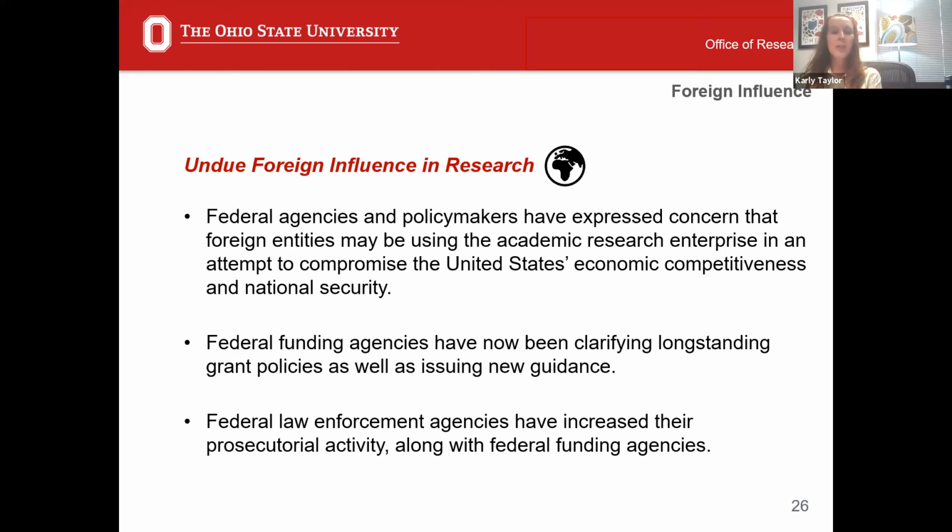So, in this next bullet, again, our federal funding agencies have had long-standing policies about what you should disclose on your biosketch or whatnot.